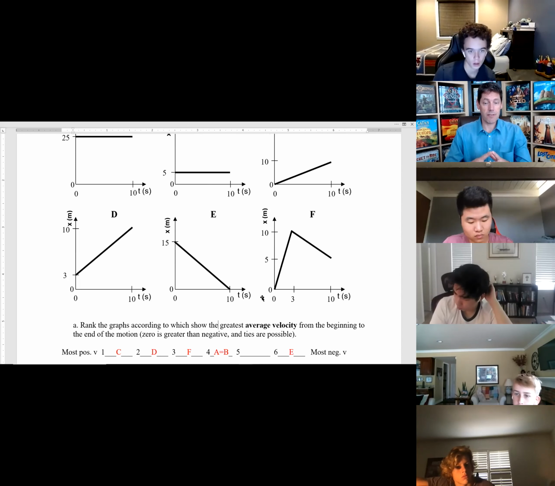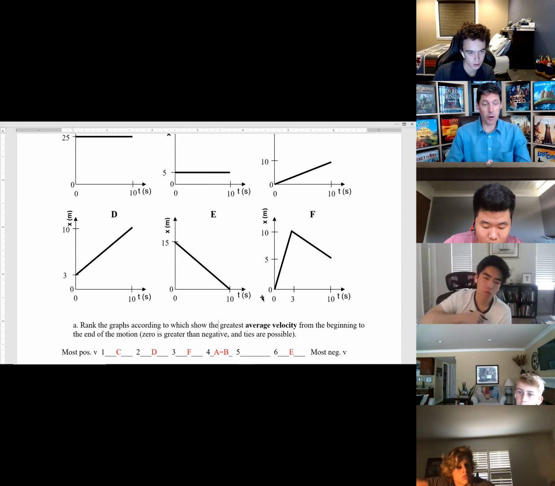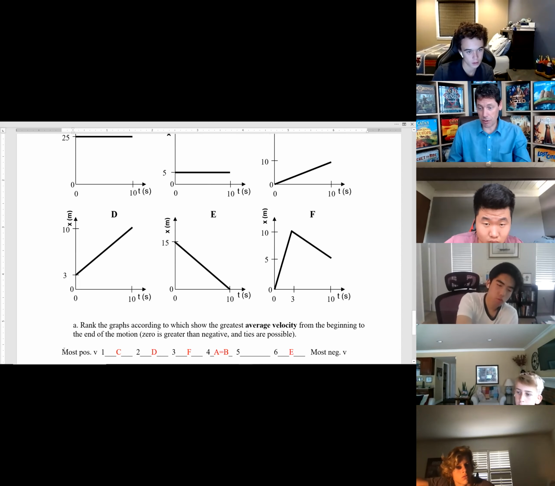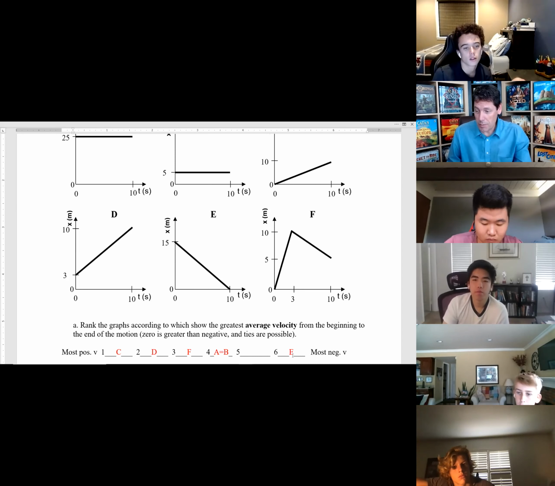Okay, so if I'm thinking about which one's covering the most ground per second, it's actually E. It just happens to be going backwards. That's why it ranks last in this list, because it's said to rank it from most positive to most negative. So it's actually covering the most ground per second in terms of displacement. But it's negative, so it had to rank the least in this list.